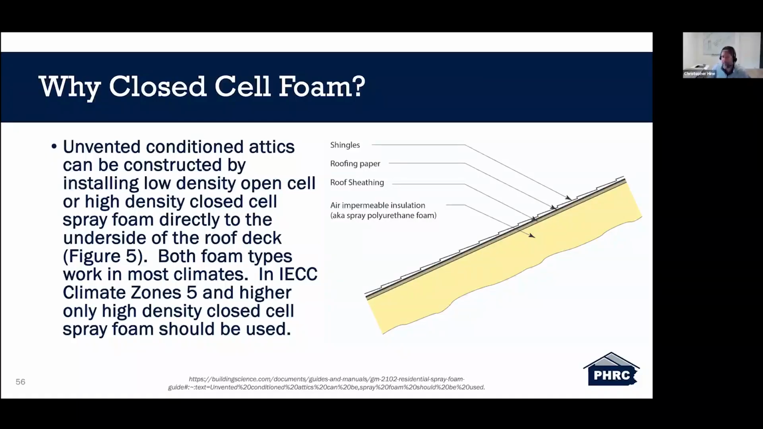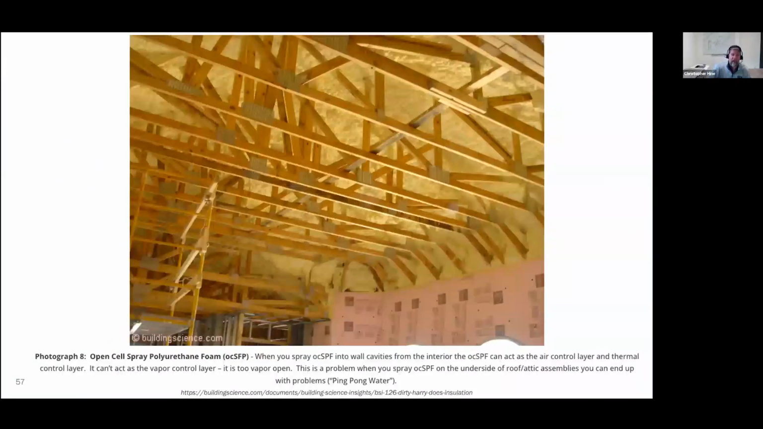Well, Chris, what does that mean? Well, this is paragraph 8 out of another building science document. I didn't name it, but the name of this document is Dirty Harry Does Insulation. And it specifically talks about when you spray open cell spray foam into wall cavities from the interior, the open cell spray foam can act as an air control layer and thermal control layer. It cannot act as a vapor control layer. It's too vapor open. So this is a problem when you spray open cell spray foam to the underside of roof and attic assemblies.